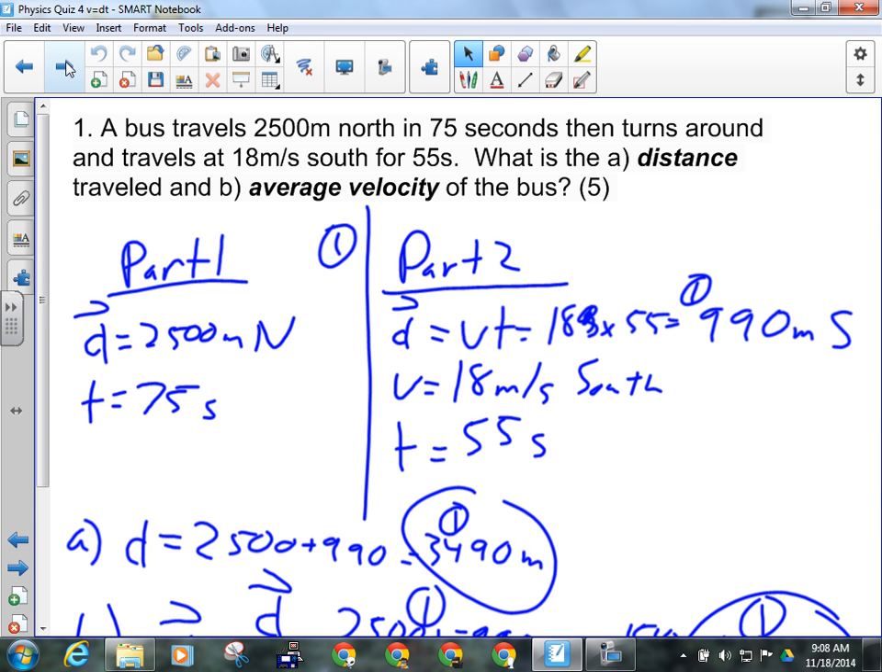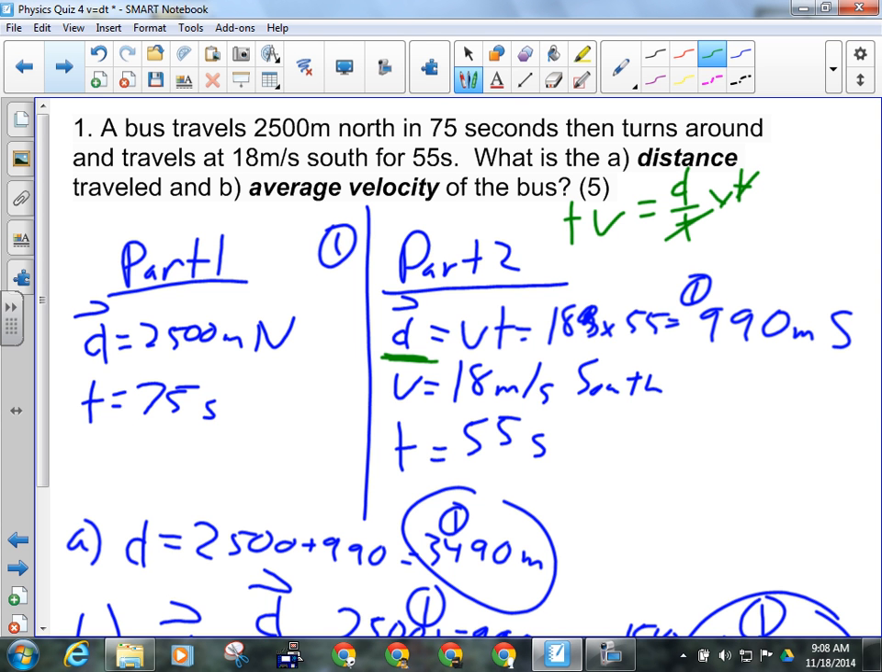In part 1, they already give me D and T, so I don't have to do anything with part 1. It's already essentially got everything I need. Part 2, however, does not have everything I need because it does not give me displacement. Thus, I have to calculate it. I calculate it by manipulating V equals D over T to solve for D by multiplying both sides by T. So T times V equals D. So that's what we have here. That's 18 meters per second times 55 seconds, and that gives us 990 meters south.